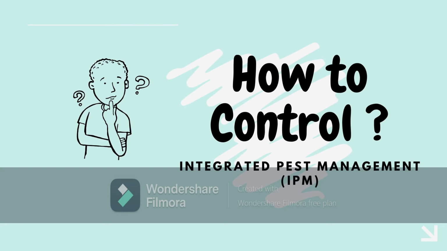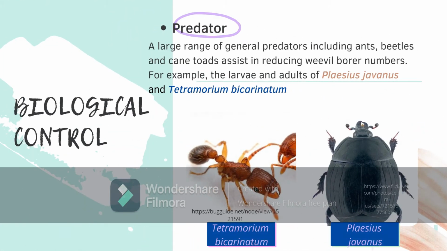So, how can we control this weevil borer? Biological control. First is by predators. A large range of general predators including ants, beetles, and cane toads assist in reducing weevil borer numbers. For example, the larvae and adults of Plaesius javanus attack both grubs and pupae of Cosmopolites sordidus.